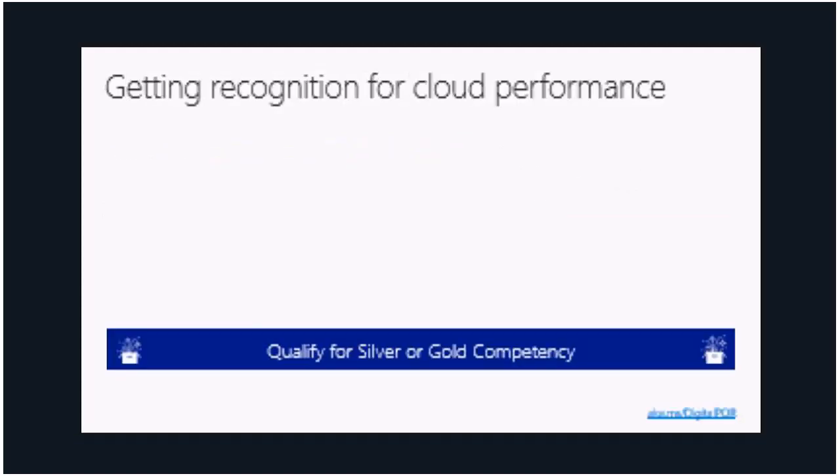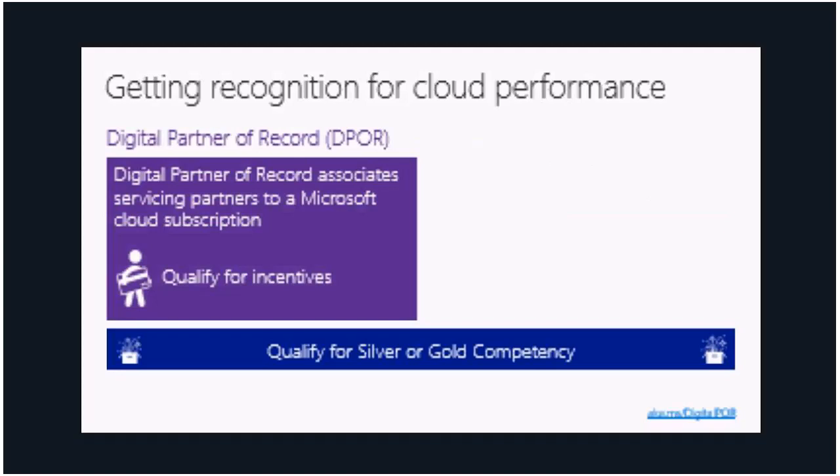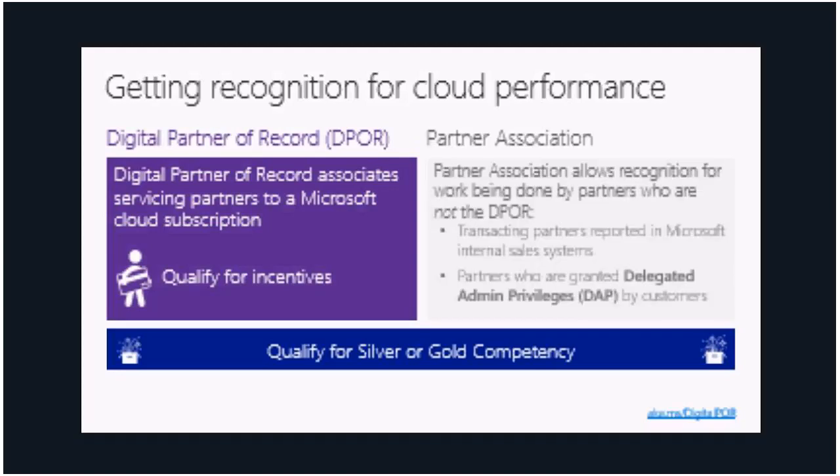And as an overview, again, I know Leah will talk more about this, but when we talked about a competency requirement, the first one was demonstrating sales performance. And for that, you'll have to get recognition for the cloud consumption that you're driving. And Digital Partner of Record would be the one way to do that. It associates a servicing partner to a cloud subscription, and by being the Digital Partner of Record is the only way you can qualify for incentives.